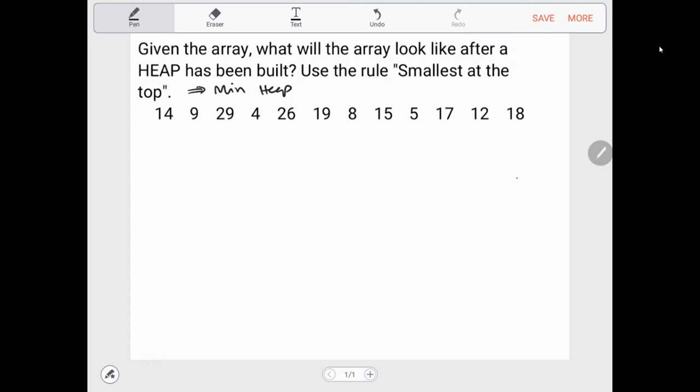So the question says, given the array, what will the array look like after a heap has been built? Use the smallest rule at the top, which means it's basically a min heap. So we start off with making the tree.